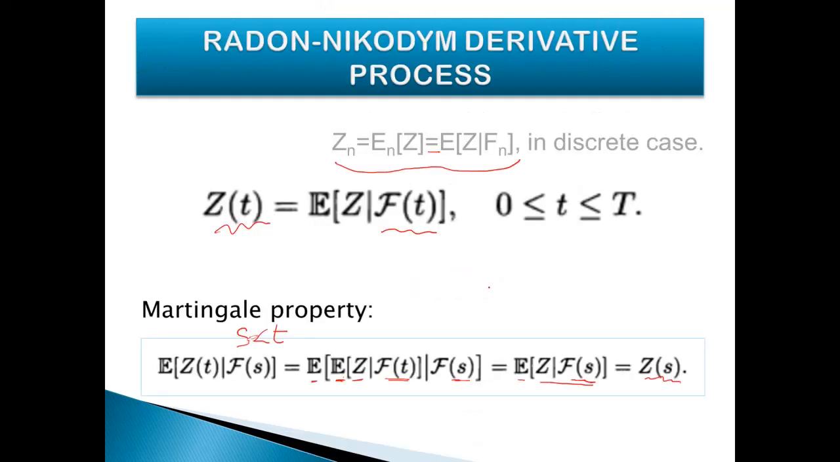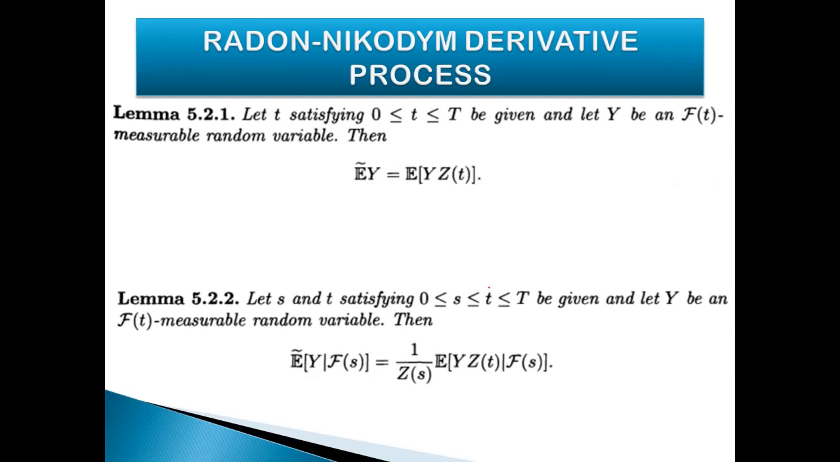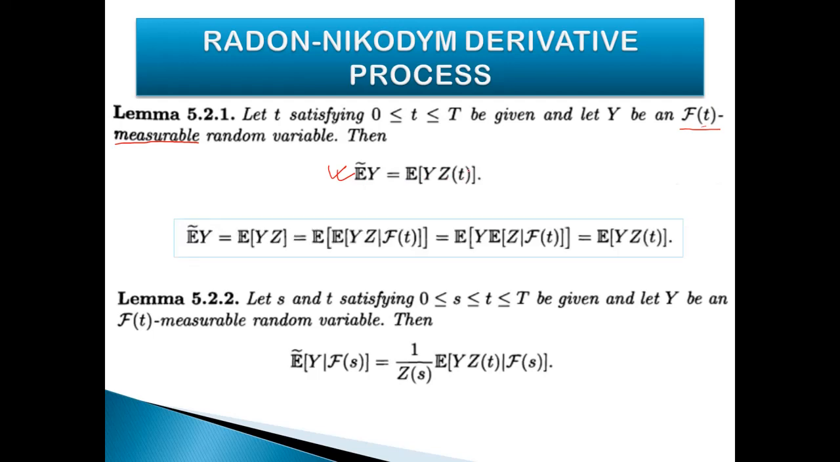Now we consider some random variable which is known completely at time t. Y is an F_t measurable random variable. So in that case, E tilde of Y will be E of Y Z_t. The proof is exactly similar to the discrete case. So we start with E tilde of Y, then it is E of YZ; for any Y, this formula is valid. Now Y is F_t measurable, so it is known at time t.